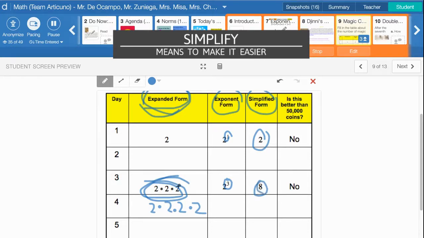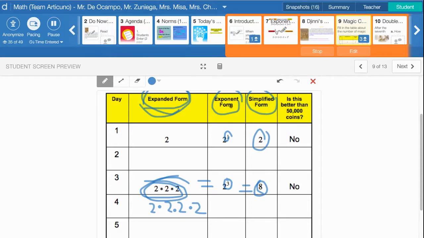So like, hey, if you go from here to here to here, first of all, this is equal to that, which is equal to that. But simplified form, look how simple simplified form is, okay? So that's how you remember these words. That's how you remember what expanded form is, exponential form is, simplified form is, okay?